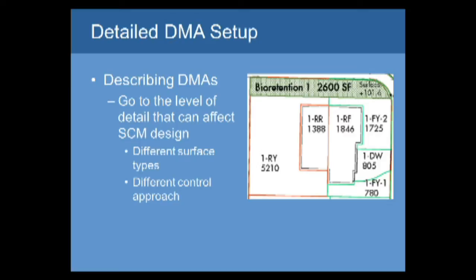The point I'd like to make on this slide has to do with the level of detail to go into when describing DMAs. It's a 9-unit development with streets, so you could say, why don't I have 10 different DMAs, one for each lot, and then one for the street. And what I would say is that makes the data entry shorter, of course. It's not as much information to enter, but it reduces the ability to describe how that drainage is going to be managed.